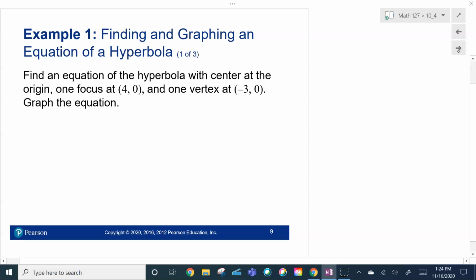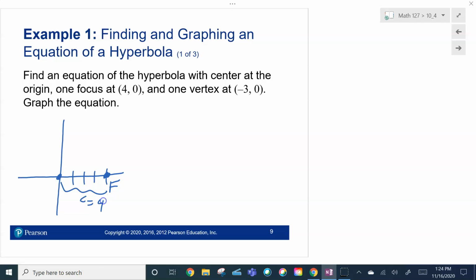Find the equation of the hyperbola with center at the origin, one focus at (4, 0). You guys know I like to make these visual. 1, 2, 3, 4. So here's one of the foci, and we know the center's right there at the middle. So we already know our c distance is 4, right? We have a vertex at (-3, 0), so they just gave us the a value.